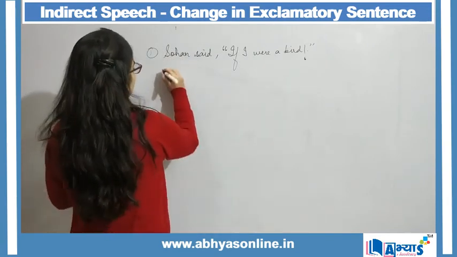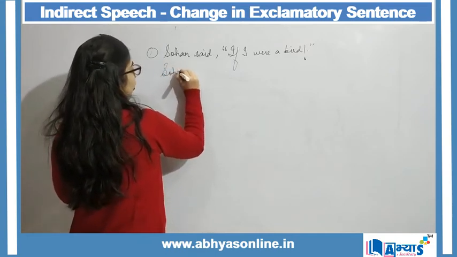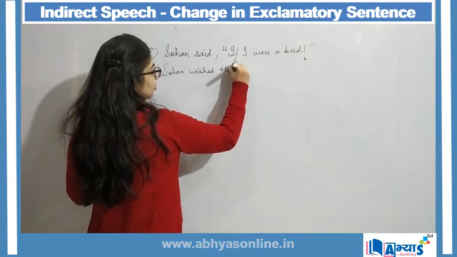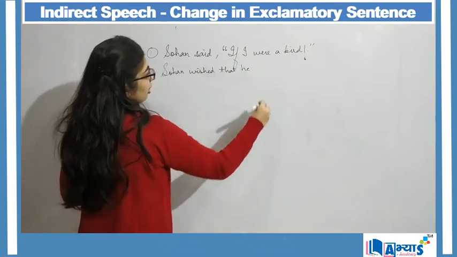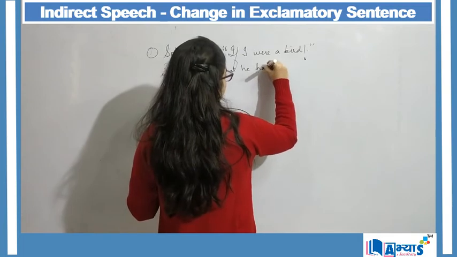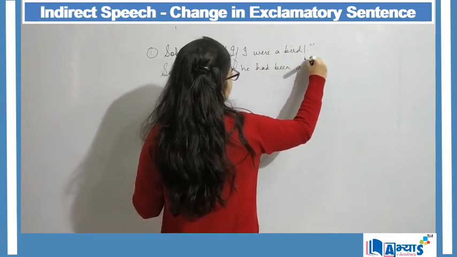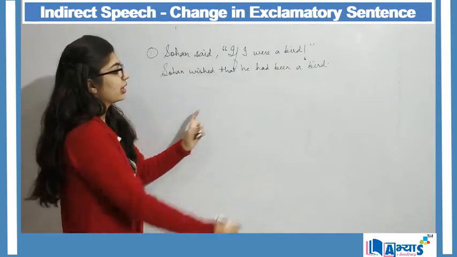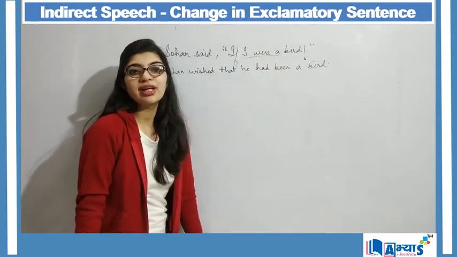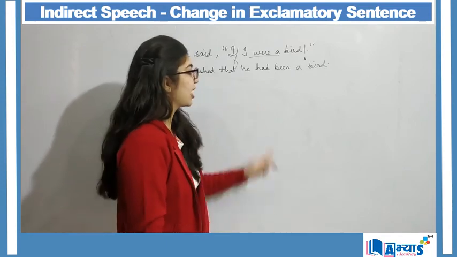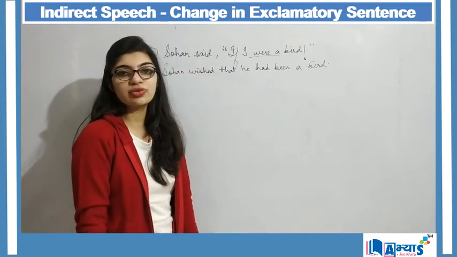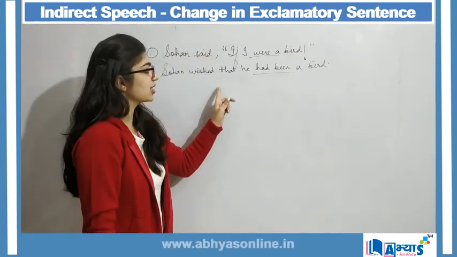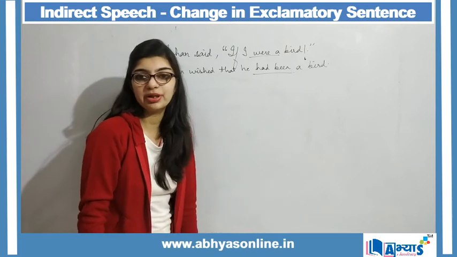Now I have to change it into indirect form. So I will say Sohan wished that he had been a bird. Sohan wished that, because were is a past, simple past tense. Simple past tense changes to past perfect tense. So Sohan wished that he had been a bird.